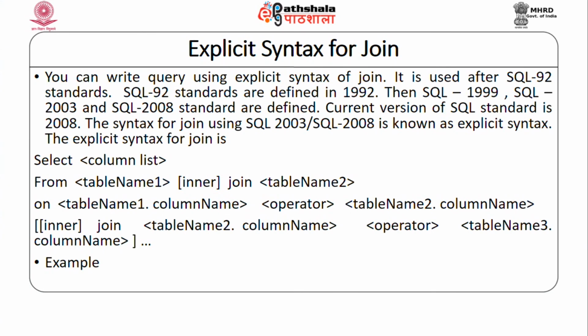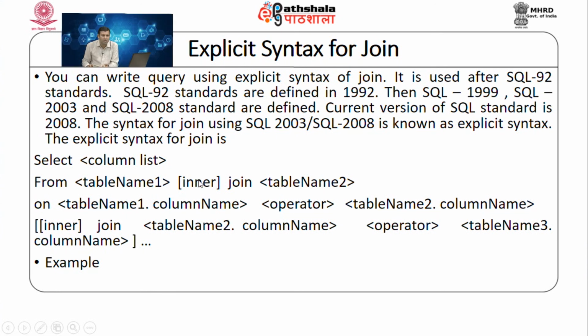Now, there is another syntax, known as the explicit syntax, and you can use either implicit or explicit syntax; these are just standards to write the query. The syntax for explicit syntax is select column list from table name, then you can use join, or you can write inner join, but inner is optional, then table name on table name 1.column name operator table name 2.column name, and again if you want to use multiple tables, you can use join table name.column name and so on.